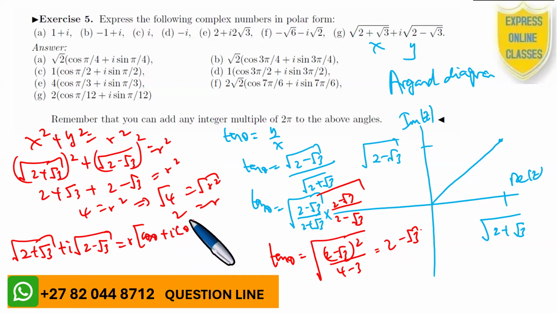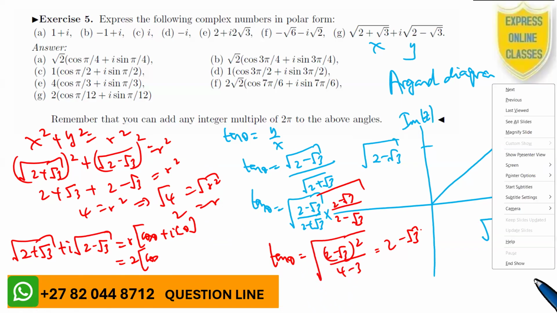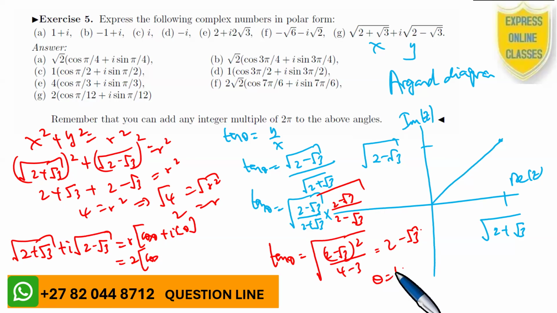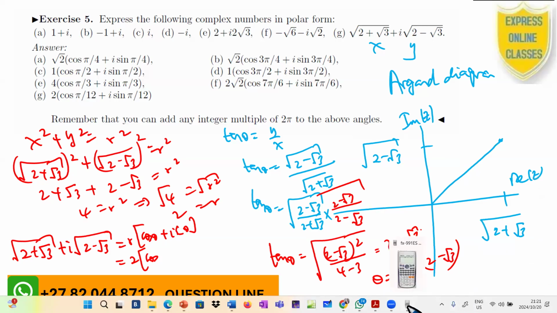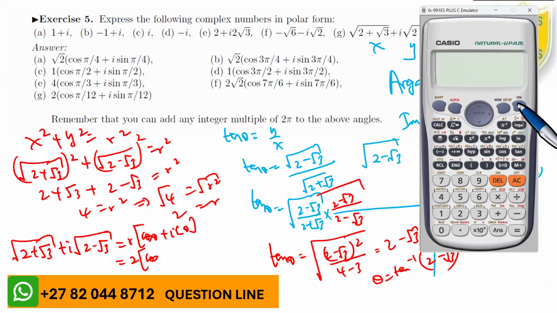Cosine theta plus i sine theta. The r is 2, the cosine of the angle theta. So now we need to use a calculator. To get the angle theta, you're going to do theta is arctan of 2 minus the square root of 3. So we continue. arctan 2 minus square root of 3.